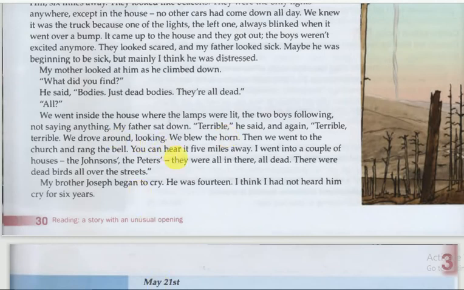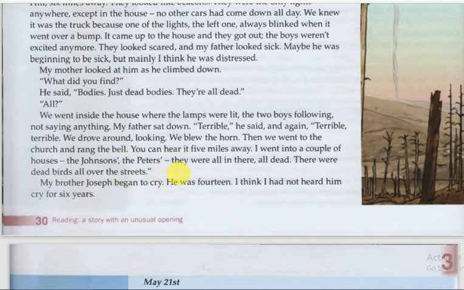Okay, so they got on the truck, they go to the church, okay, and rang the bell. You can hear it 5 miles away. I went into a couple of houses, the Johnsons and the Peters. They were all in there, all dead, of course, near the explosion.